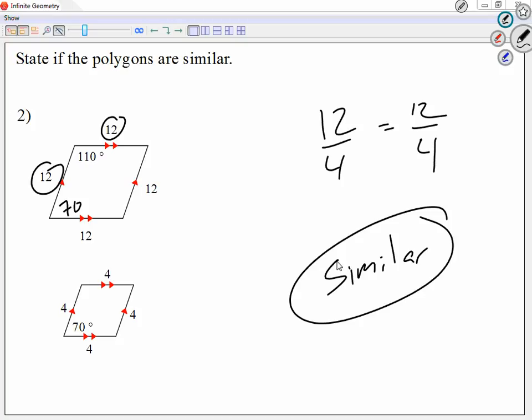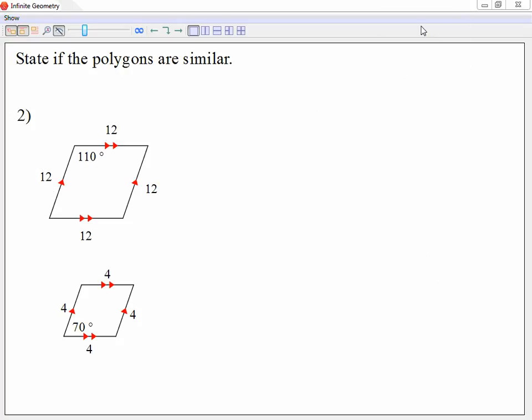How did we get 70? I know in a parallelogram, two adjacent angles have to add up to 180. So one of them is 110, the other one is obviously 70.